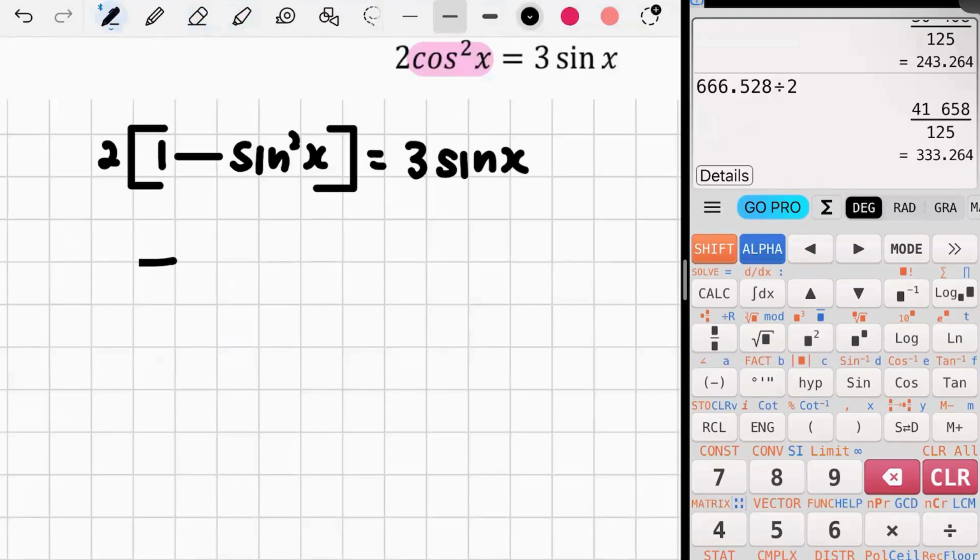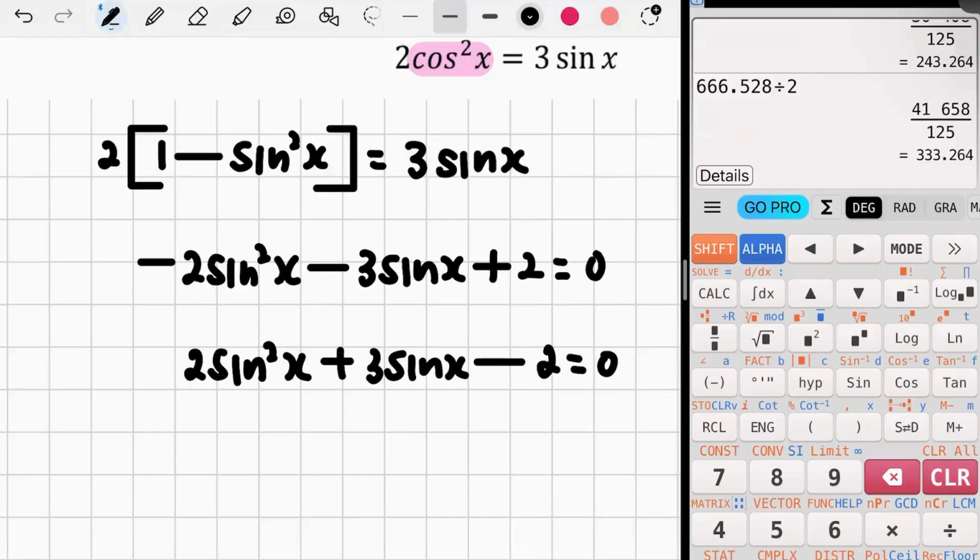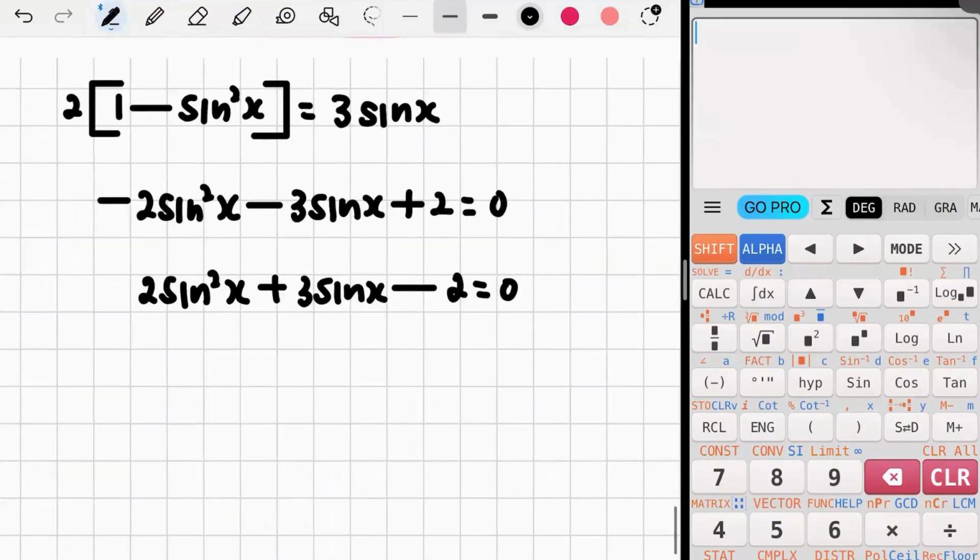So we're going to expand this. Minus 2 sine square x, bring over this one, minus 3 sine x plus 2 equals to 0. Okay, I'm going to just divide the whole thing by negative 1, so it's easier. This one will be plus 3 sine x minus 2 equals to 0. Doesn't this look like a quadratic equation to you? So if it looks like a quadratic, just help me to check what you can factorize it into.